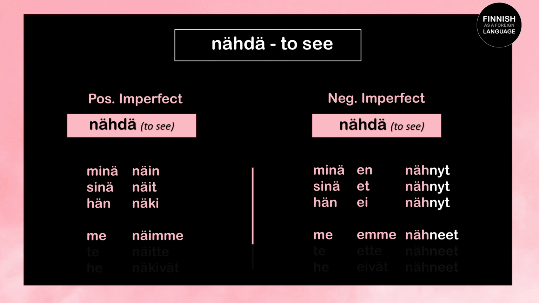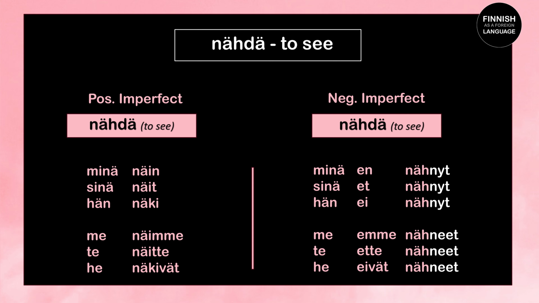Me näimme, we saw. Me emme nähneet, we didn't see. Te näitte, you saw. Te ette nähneet, you didn't see. And he näkivät, they saw. He eivät nähneet, they didn't see.